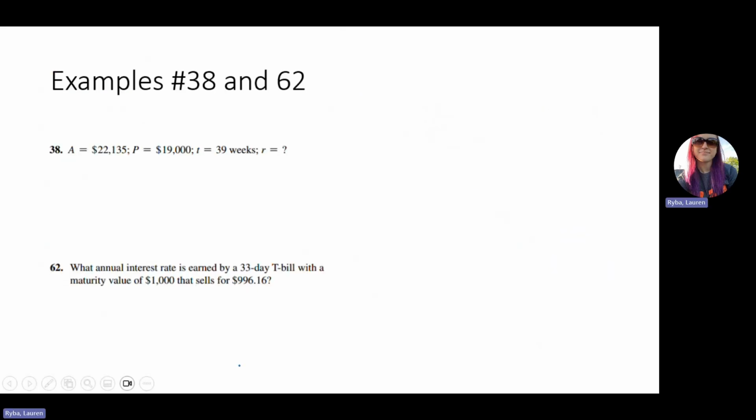All right, I think these are our last two for today. We have an A of 22,135. P is $19,000. And we let it sit for 39 weeks. So 1 plus, we don't know R. So R is going to stay there. 39 out of 52. This one is going to be a little bit more labor intensive just because the R is contained inside of the parentheses.